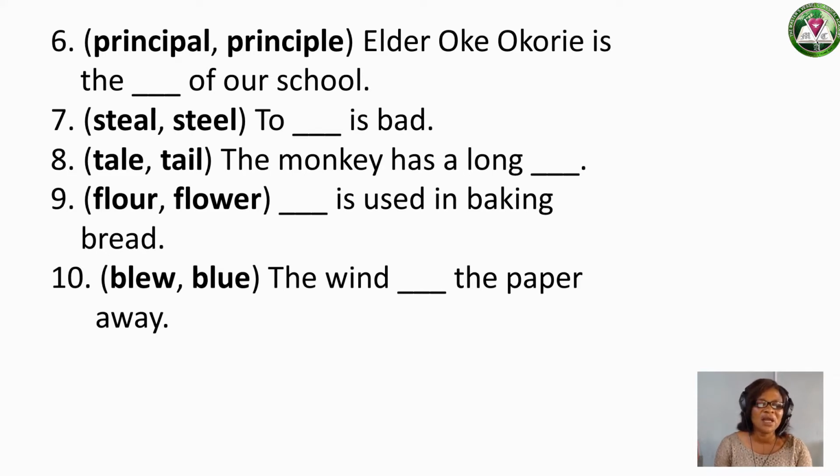Number 10, which is the last number. The wind dashed the paper away. You have two options: B-L-E-W and B-L-U-E. Choose the correct answer and fix it in the gap.